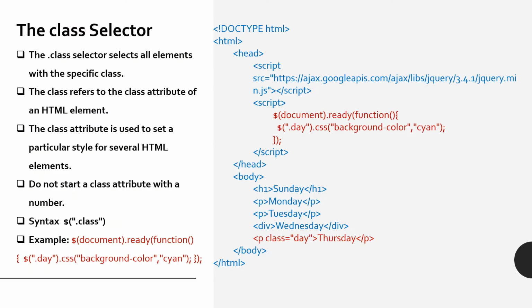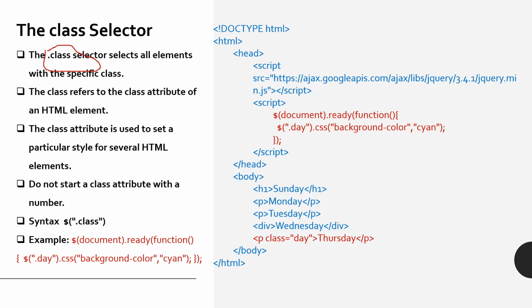Now we are going to discuss the class selector. The class selector is somewhat similar to the ID selector, but the difference is we need to specify the class. For ID we used a hash; here the difference is we need to specify a dot. That is the thing.